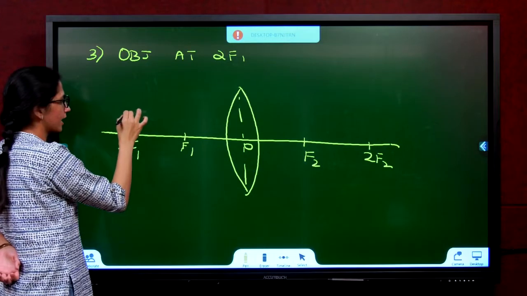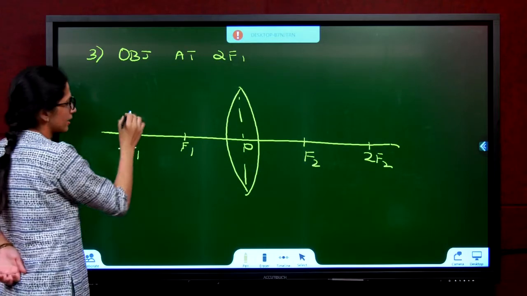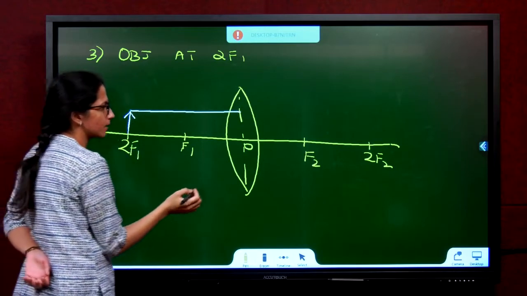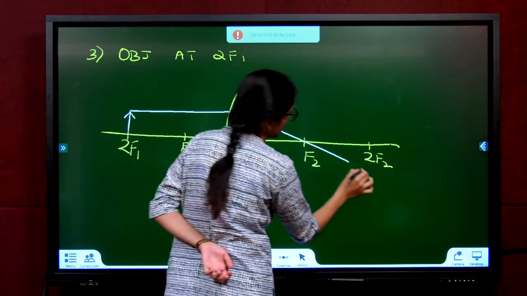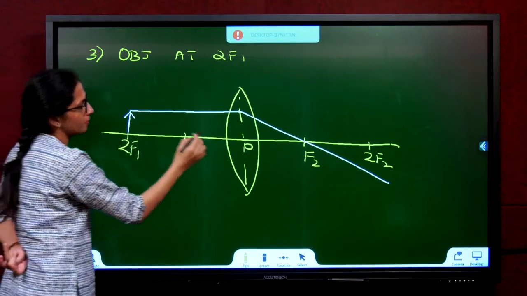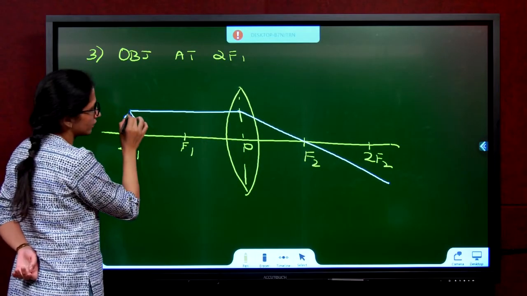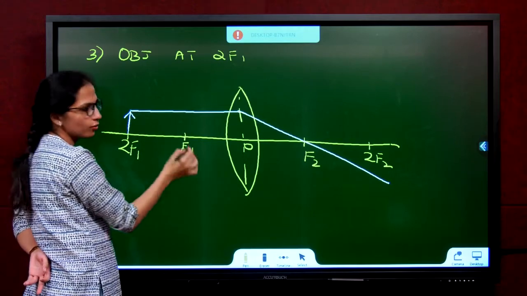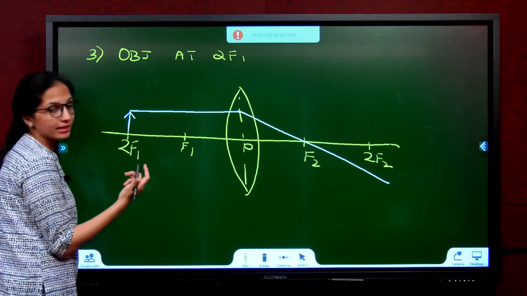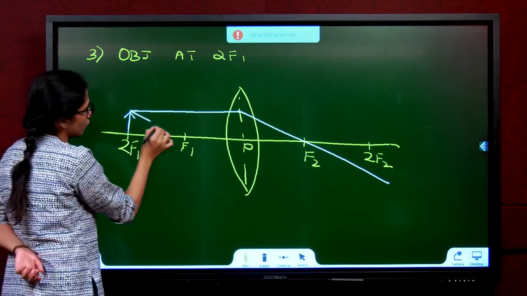Draw the object at 2f1. A ray going parallel to the principal axis, after refraction, passes through the focus. A ray going through the optic center goes undeviated. You can take that, or you can take a ray going through f1. Optic center is easiest, you can try. But since in the previous case I also took the optic center, just to show you, I will take this ray now.